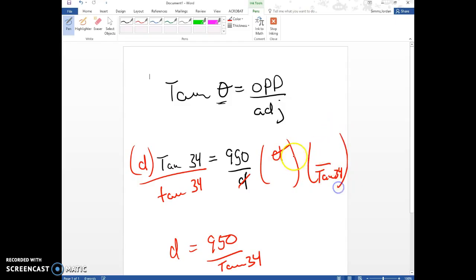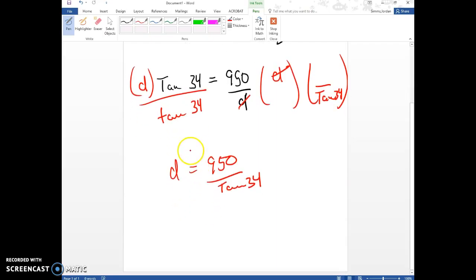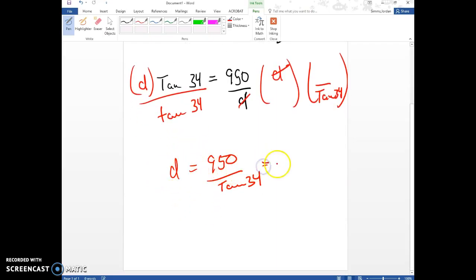You could also do it as a fraction. I think that's kind of what the computer was trying to show you. It's just a two-step algebra thing. But anyway, once we get 950 divided by the tan of 34, that's going to be our answer. And our answer comes out to be 1408.